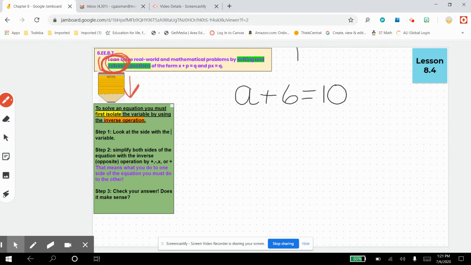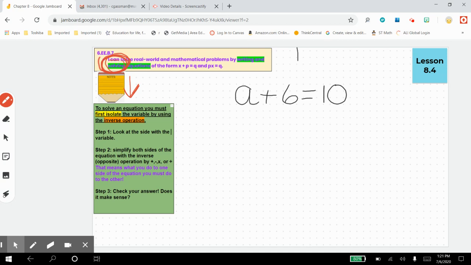in green today. To solve an equation, you must first isolate the variable by using the inverse operation. That word isolate is just like what we had to do this past summer, where we couldn't go anywhere. We had to be isolated because of the virus, right? The coronavirus. Well, this is what we're going to do. We're going to get our variable all by itself. It doesn't get to visit any other part of the equation. And to do that, we're going to use the inverse or opposite operation.